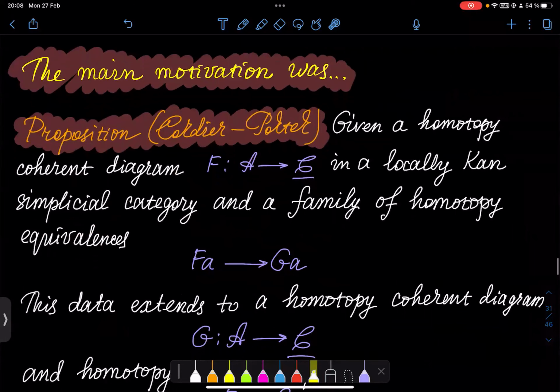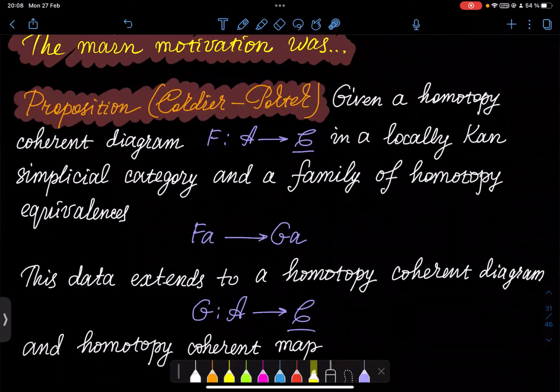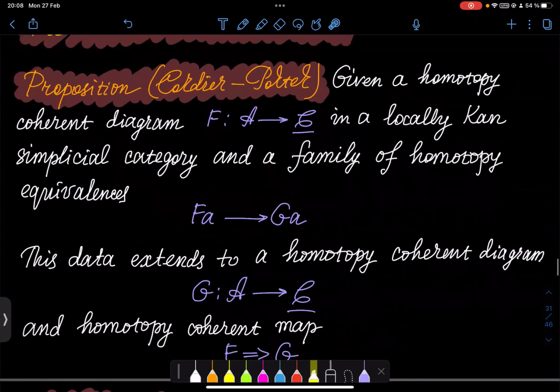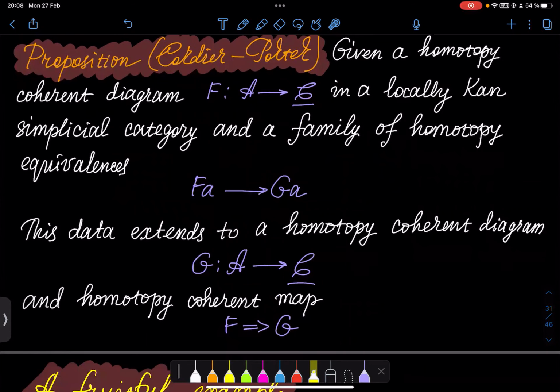there is a result by Cordier and Porter: given a homotopy coherent diagram in a locally Kan simplicial category and a family of homotopy equivalences, this data extends to a homotopy coherent diagram. So if our diagram is homotopy coherent, then we can do something like that, and there is no problem. This is a result on transformations by Cordier and Porter.